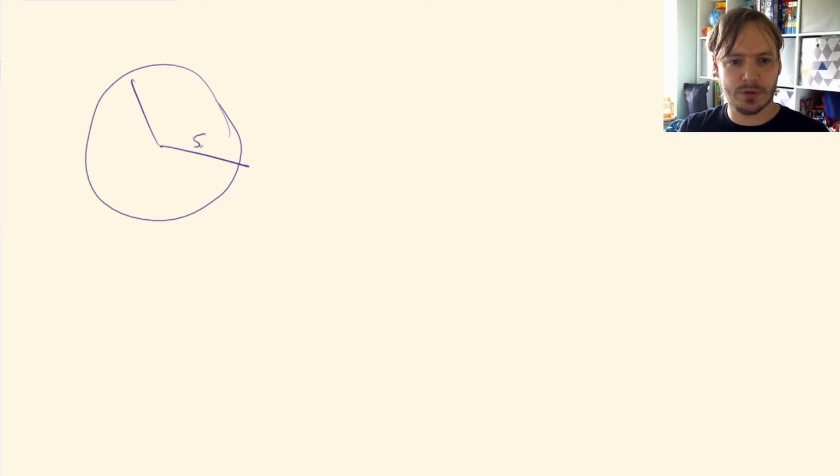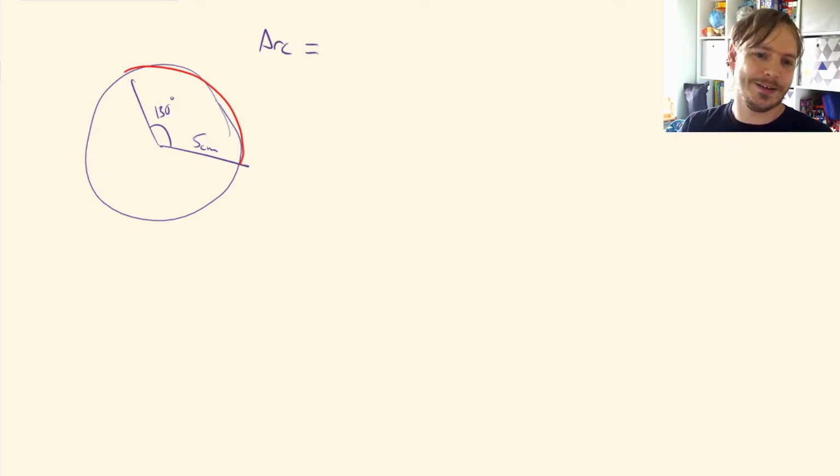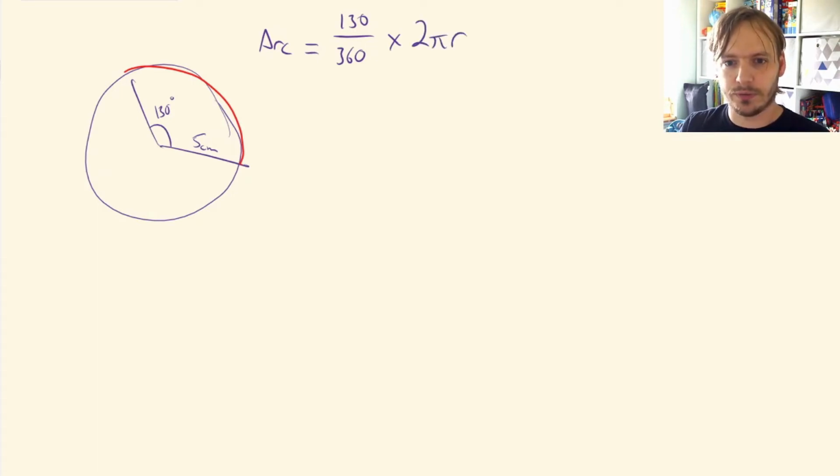So say I've got a circle with a radius of 5 centimeters and my angle is 130, and my question is, how long is that arc? Okay, it's a straightforward question. So the arc length is a fraction of the perimeter. In this case it's 130 out of 360. This is the fraction of the circle we have, multiplied by the circumference, which is 2 pi r.